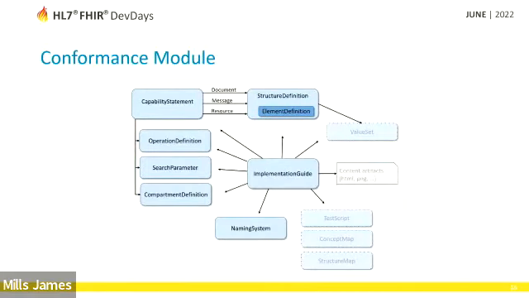So yeah, here's a visualization of that. So we have this implementation guide resource pointing to all those different conformance resources that you created, but also to some content artifacts. And then you can use the IG publisher to create that website for you.